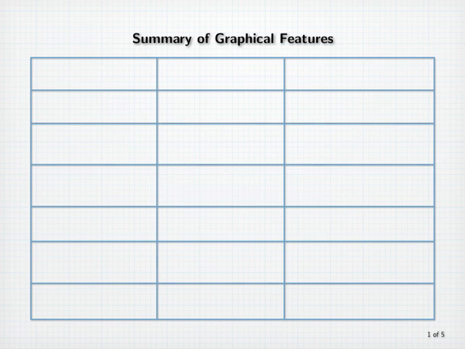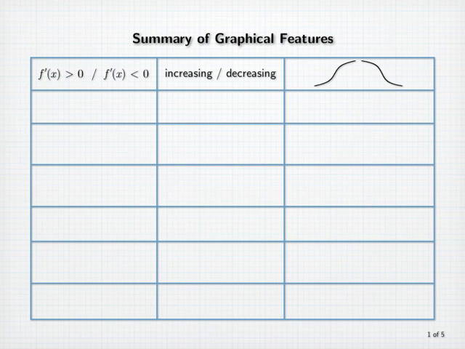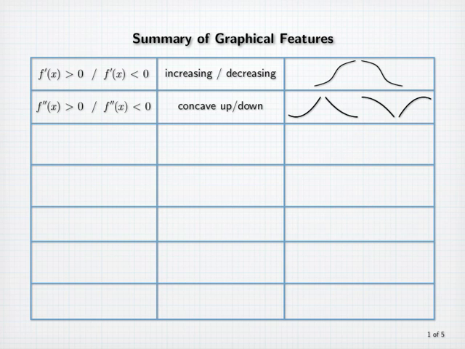Let's begin with a quick review of several concepts we've previously discussed, specifically with regard to how they relate to the graph of a function. The sign of the first derivative of f is an indicator of whether the function is increasing or decreasing. The sign of the second derivative of f is an indicator of whether the graph of f is concave up or concave down.